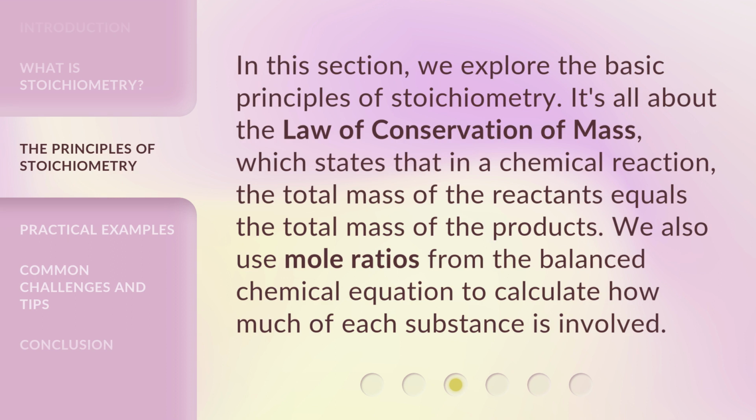In this section, we explore the basic principles of stoichiometry. It's all about the law of conservation of mass, which states that in a chemical reaction, the total mass of the reactants equals the total mass of the products. We also use mole ratios from the balanced chemical equation to calculate how much of each substance is involved.